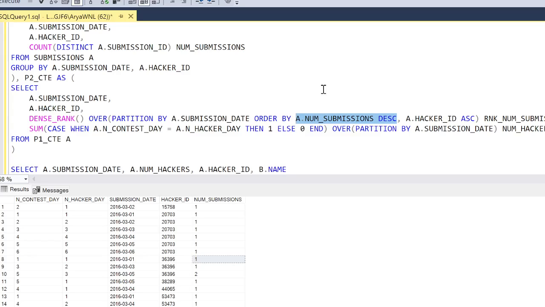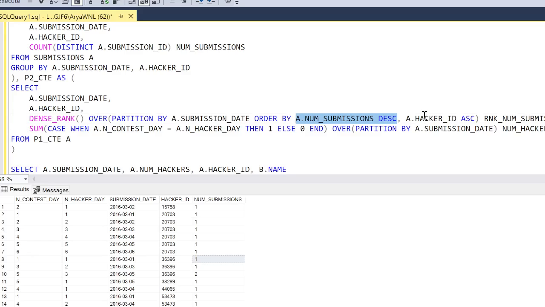Let's say on 2nd of March, my name is Saurav, and Saurav has made two submissions, and let's say Yash has also made two submissions. My ID is 1 and Yash's ID is 2. So now we both have made the same number of submissions. So the dense rank for Saurav and Yash will be 1 and 1, because we are ranking in descending form. But I will choose Saurav, because his ID is lower. His ID is 1 and Yash's ID is 2, so I will choose 1.